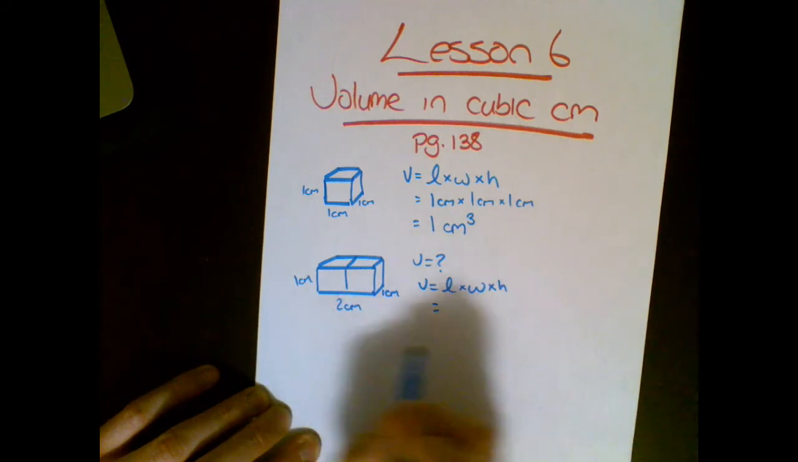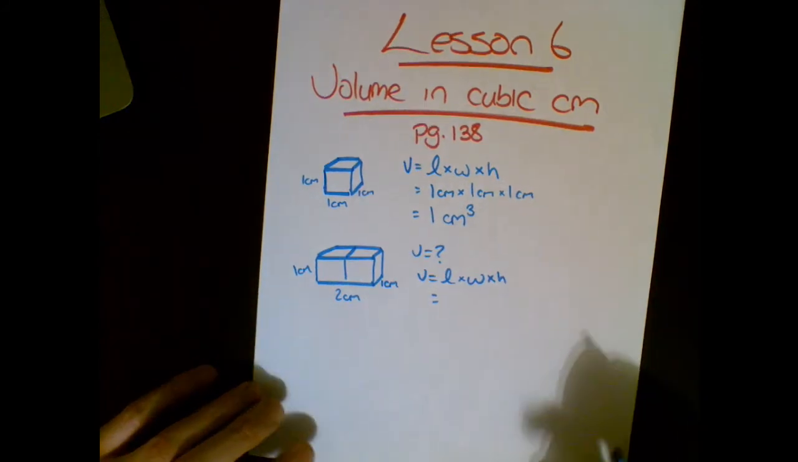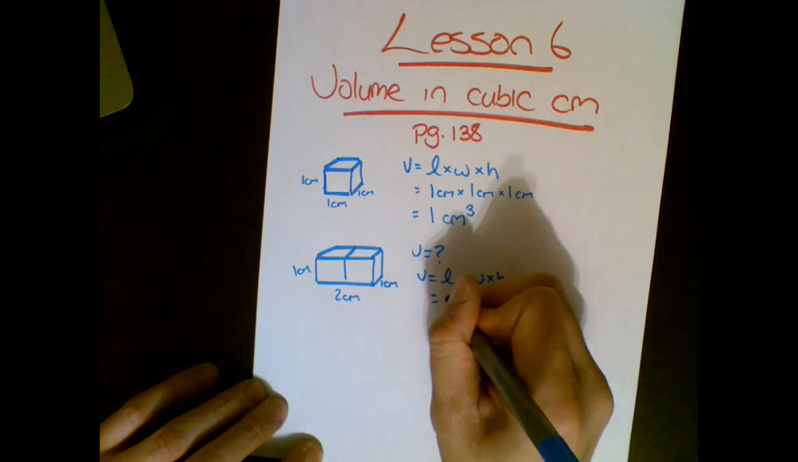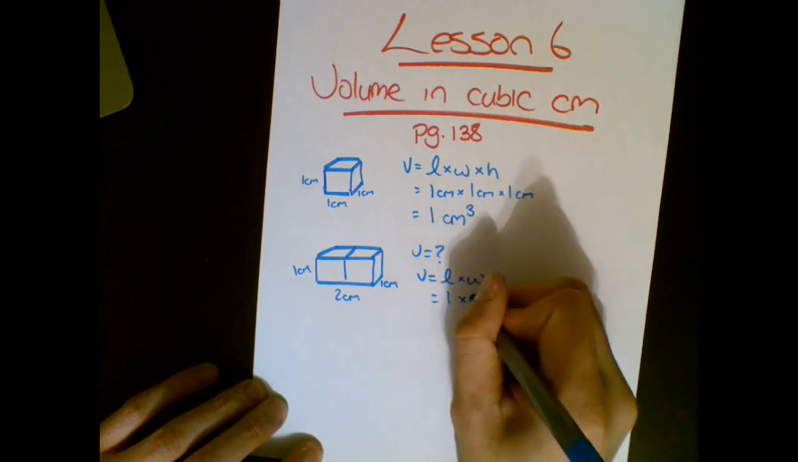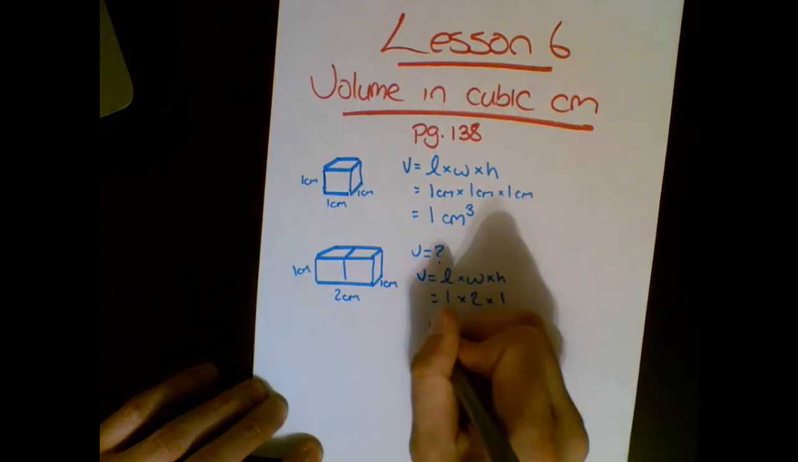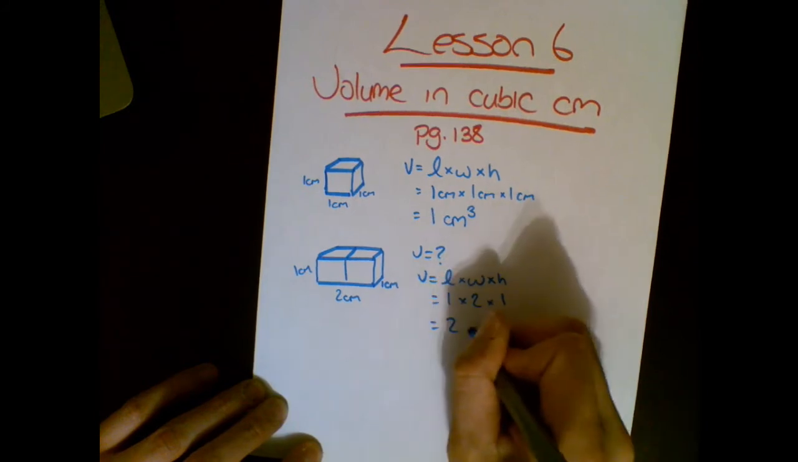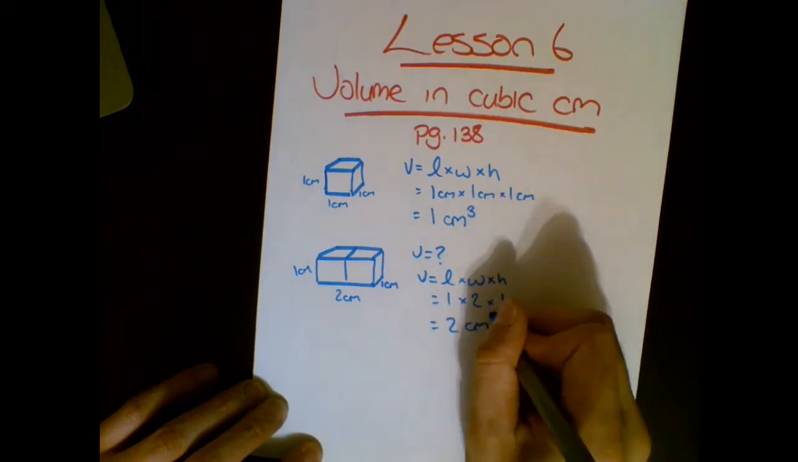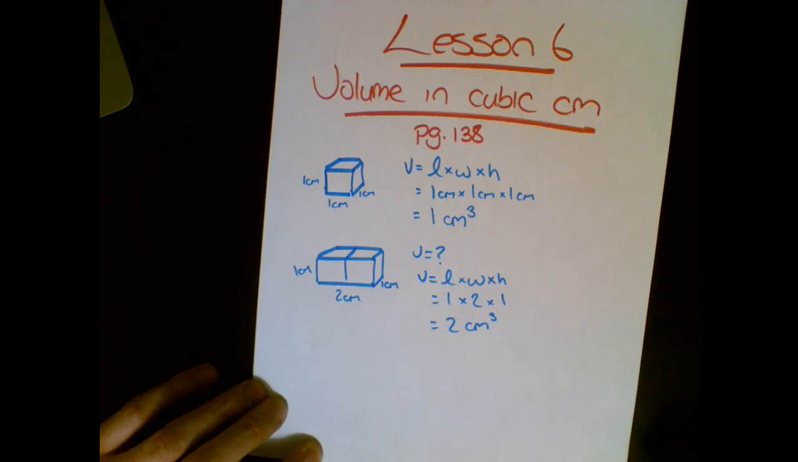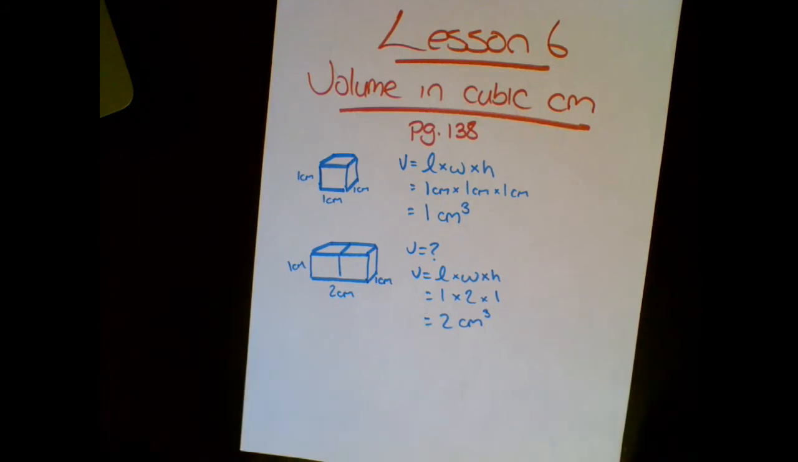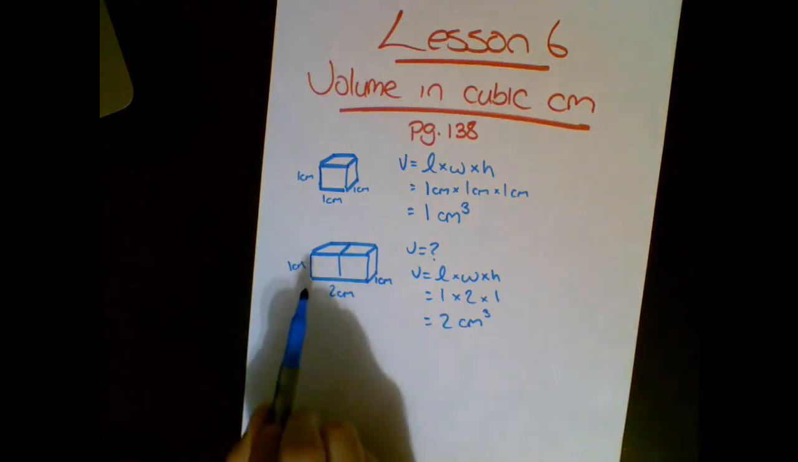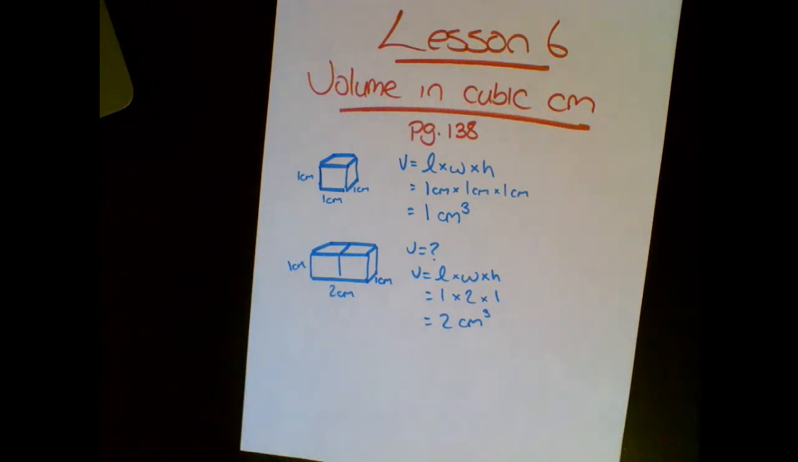Again, it doesn't really matter what order, whatever you think is best. So I've got 1 times 2 times 1. So the volume for this shape is 2 centimeters cubed. Hopefully you figured out that there is a bit of a shortcut for certain shapes. I can just count 1, 2. That gives me a volume of 2 centimeters cubed.